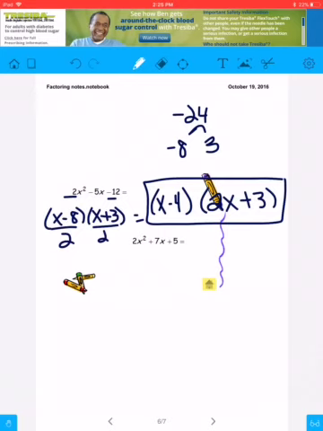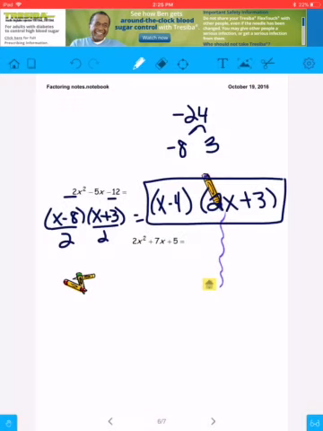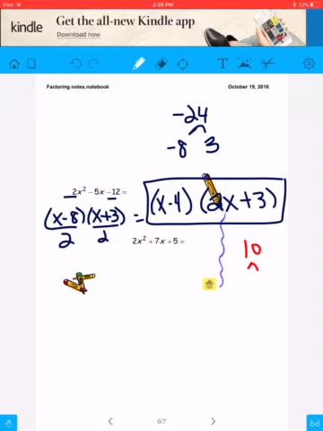I have 2x squared plus 7x plus 5. So I have to change pen colors. So I have to do 2 times 5, which is 10. I need factors of positive 10 that add up to 7. So that's 2 and 5. So I'm going to write it out as x plus 2, x plus 5.